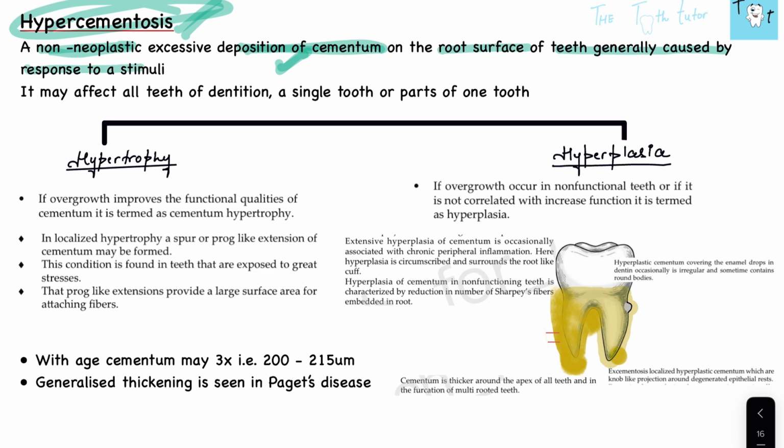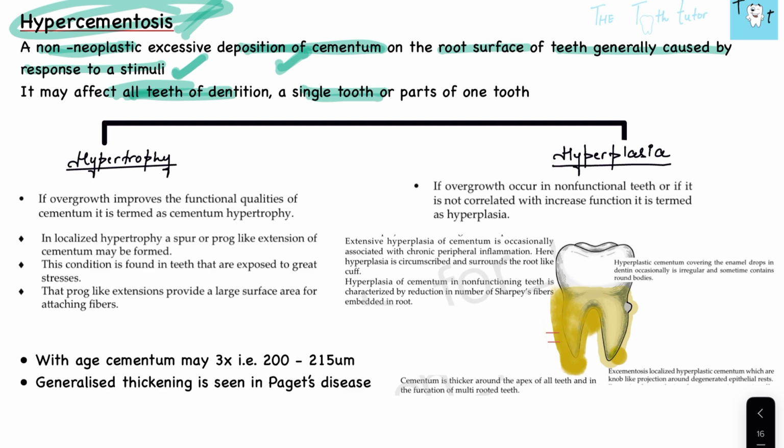to a stimuli. So it is excessive deposition of cementum that is not neoplastic, so it is not abnormal, it is normal cementum, and it is generally in response to a stimuli. Okay, it can happen all over the teeth. It can happen to all your 32 or 28 teeth, or it could happen in a single part of a tooth, of a single tooth.